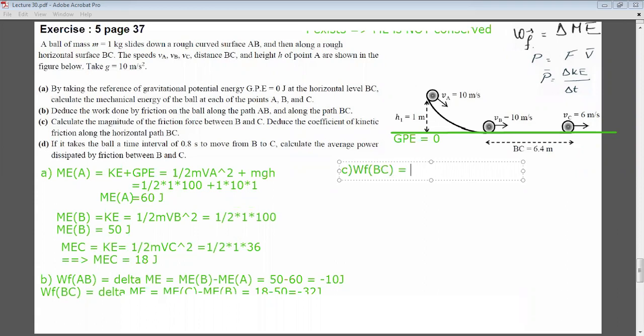By definition, the work done by any force is Fx delta x, and Fx for friction is minus F times delta x, which is the distance BC. The work done by friction BC is equal to minus 32. So minus 32 is equal to minus F times delta x, which is BC, that is 6.4. So I will get friction F equal to 5 newtons.